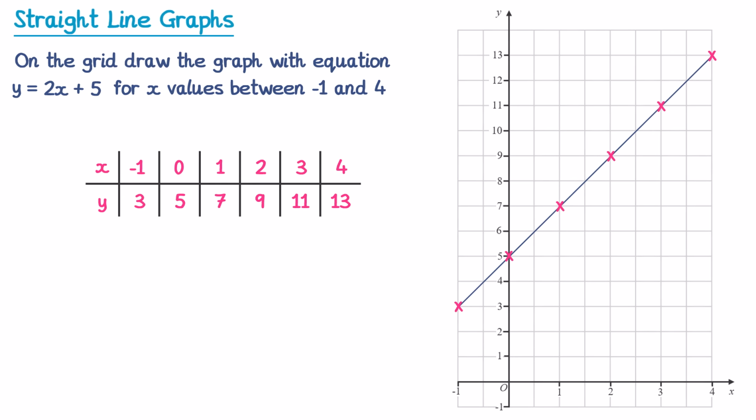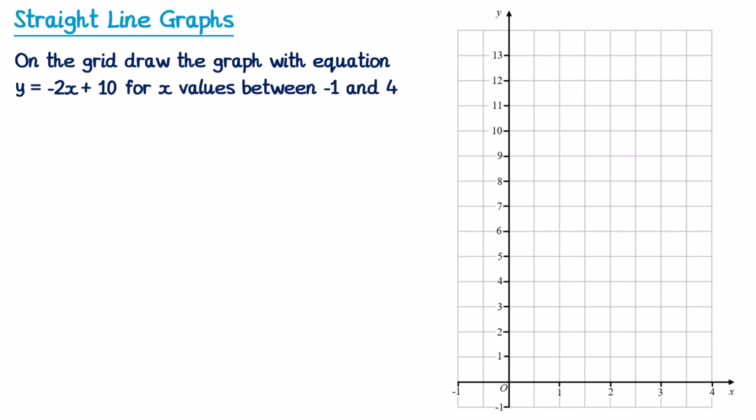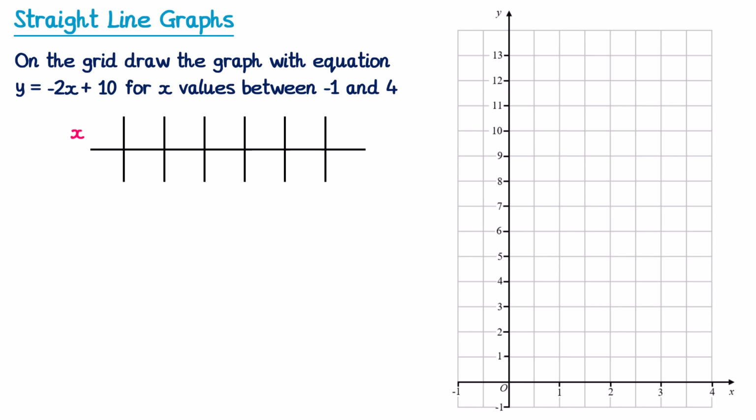Now let's try a trickier example. For this one, we're going to draw the graph with equation y equals negative 2x plus 10, and the x values are going to go between negative 1 and 4. So we'll begin by drawing out the table once again, and we have x values and y values, and we're told the x values go from negative 1 to 4. So let's put those in. Then we'll use this equation here to generate our y values. So y equals negative 2x plus 10.